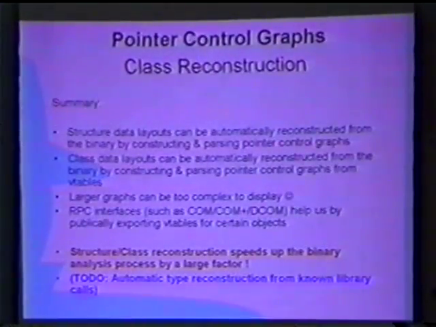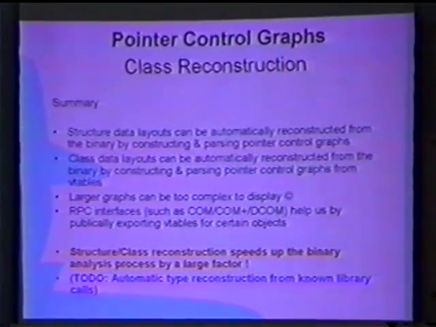So to sum this part of the talk up, we can automatically reconstruct data layouts of structures and classes by doing forwards data flow through the application. We can get graphs which will crash the graph displaying program. Now another interesting thing is that RPC interfaces such as COM, DCOM, COM+ pretty much export something called interfaces. Interfaces are nothing but vtables. So we can very, very reliably automatically reconstruct COM objects and DCOM objects, which is very nice.